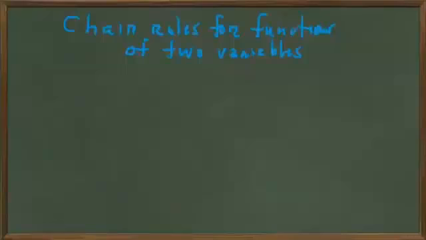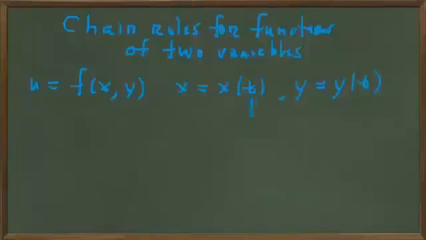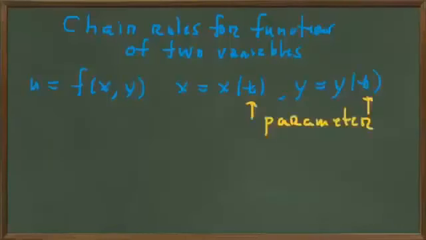So in the second part of this video, we're going to look at the chain rule for functions of two variables. We actually have two variables for the function u, and in addition to that, x has an inside variable t, and y has an inside variable t. Sometimes we call that inside variable t here and here a parameter. So what we're trying to get here is the derivative of u with respect to t.